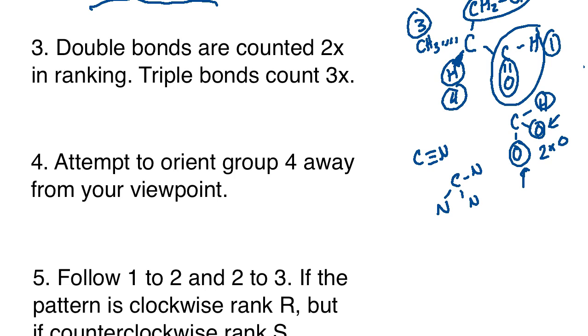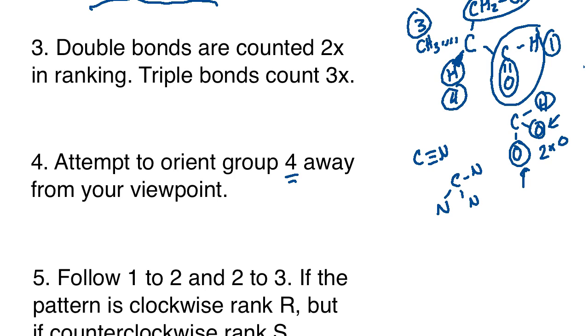So a tip for this is that if group 4 is in the wedged position towards you, you can go ahead and assign the priority as R or S, but then you need to report the opposite priority back because it's the reverse of what you're seeing. So in other words, let's say that group 4 is out in front of me. I look at my 1, 2, and 3, and I say this looks like it's clockwise. Then that means that I would originally report it as R, but it's truly an S because I'm seeing the opposite of what I should be looking at for orientation purposes.